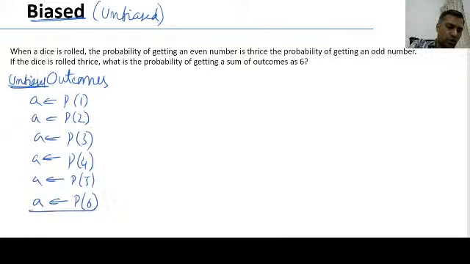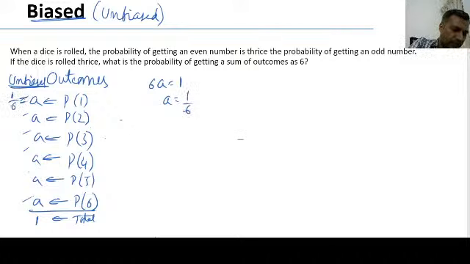What is the total probability? Total probability is 1. So 6A is equal to 1. Very good. Therefore, A is equal to 1 by 6. Therefore, the probability of getting 1 as the outcome is 1 by 6, the probability of getting 2 is 1 by 6, and so on. Everything is 1 by 6 there, right? That's pretty straightforward, which we are all aware of.